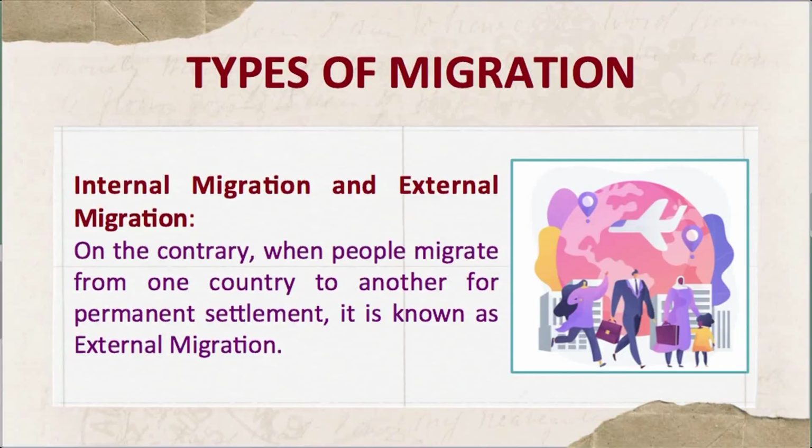In the previous example, when we talked about Kerala and West Bengal, when people move from one state to another, one region to another within the same country, it is called internal migration. This type of migration is confined to the borders of a particular country only. On the contrary, when people migrate from one country to another for permanent settlement, it is known as external migration.